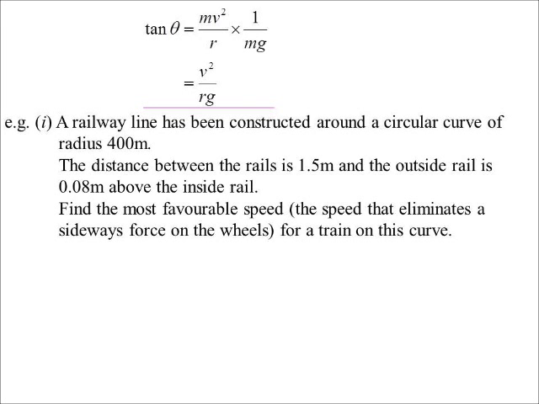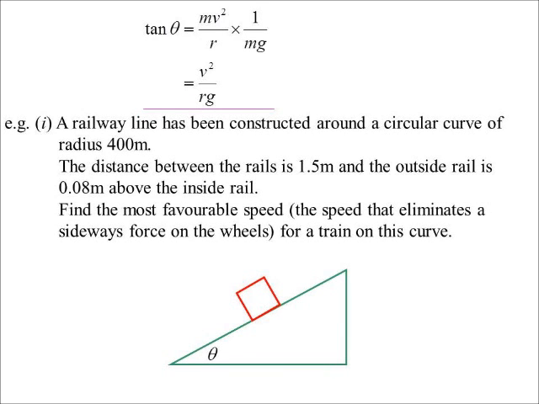So okay, let's have a look at a question. We're going to have a railway line that can go around. Now, if we're in a train, of course, it's very important we stay on the tracks. So we need to know the speed that we can go around without the train lifting, if you like, off the tracks. So we've got our information. The radius of the curve is 400 metres. Distance between the rails is 1.5 metres. And as I say, it's a very slight bank. The outside rail is 0.8 of a metre above the inside rail. So we want to find the best speed that will stop it moving up.